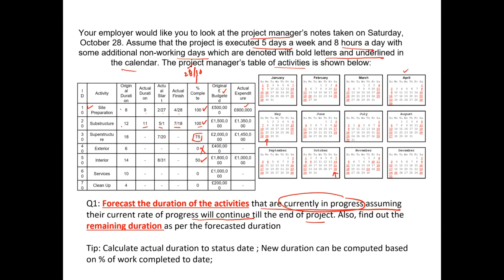So we look at, so they are asking this, it's asking find out the remaining duration as per the forecast. So how much further time would be required to complete superstructure? Right. So it's just a simple case. We could look into that this activity started on 20th of July. So this is where this activity started. And we can see that from 20th of July to the current reporting date, which is 28th of October, we have accomplished 75% of the work.